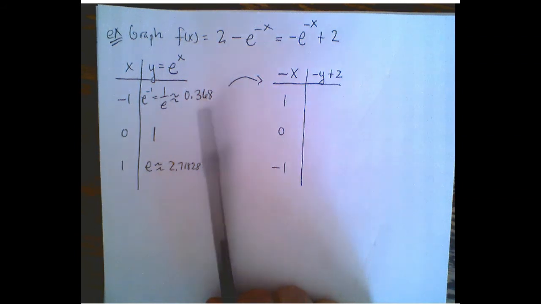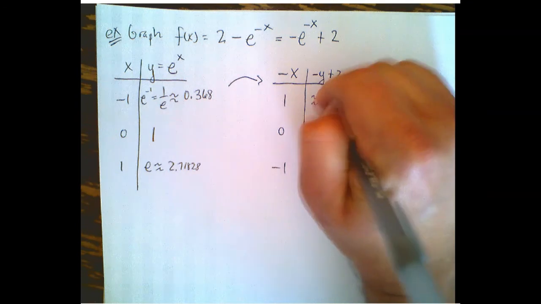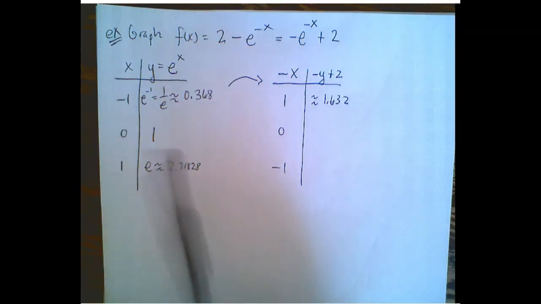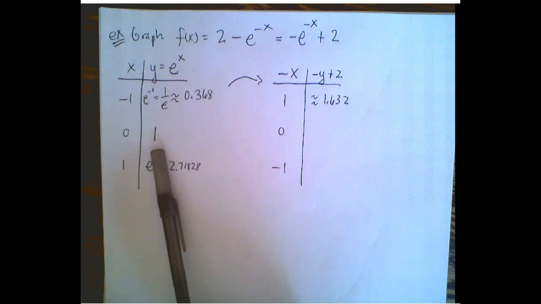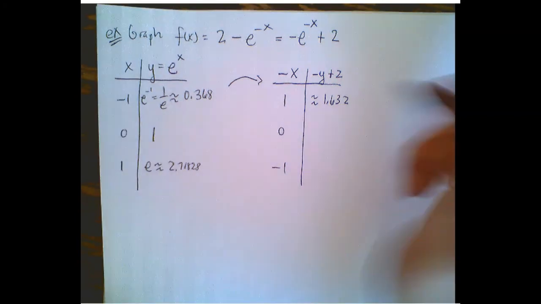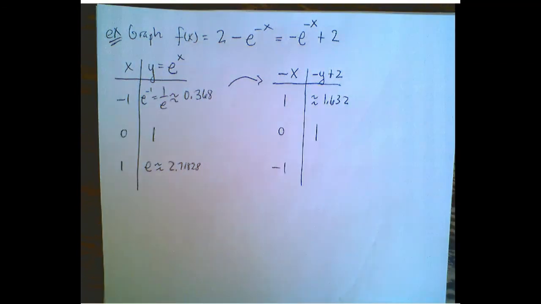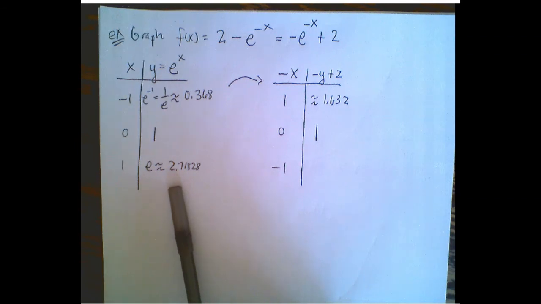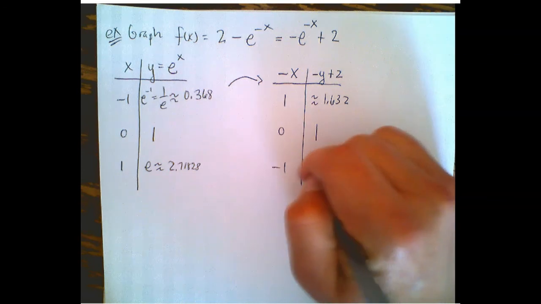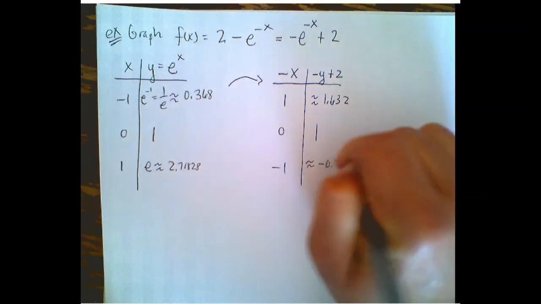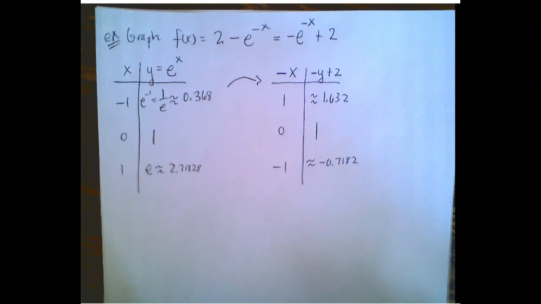This guy is going to be approximately 1.632. Here, negative 1 plus 2 is positive 1. And here, we get approximately negative 0.7182.